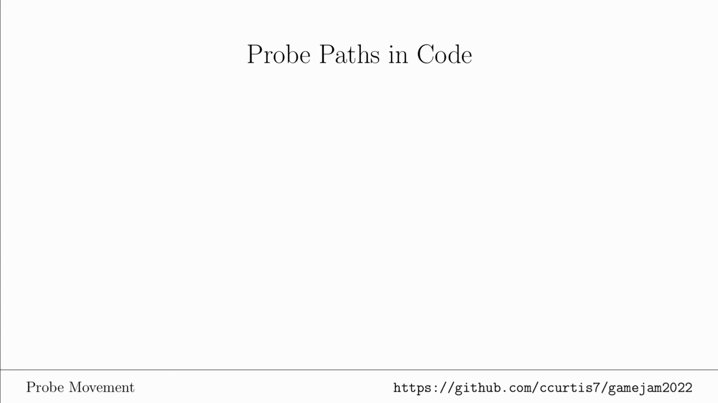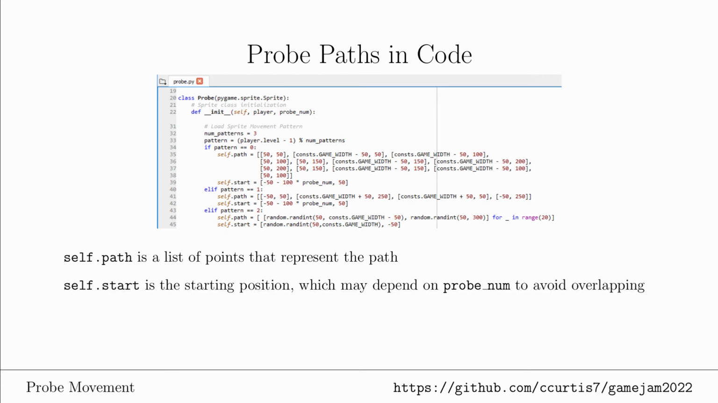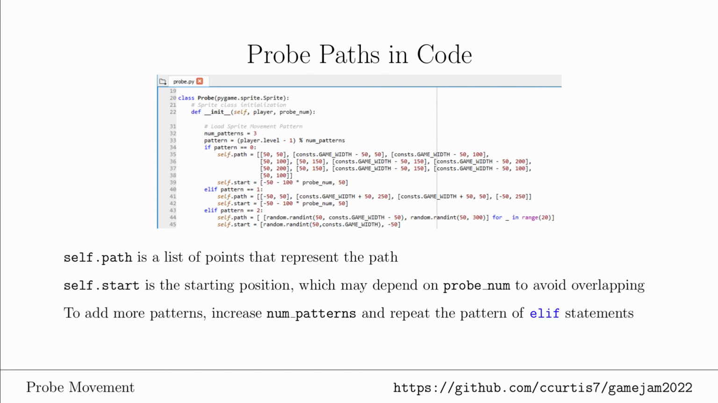When it comes to adding new movement patterns, you only need to focus on the sprite movement pattern section. You can see that each pattern has a path that consists of a sequence of points, and also a starting position. The starting position may vary based on the number of probes that there are. And if you wanted to add more patterns, you would simply increase the number of patterns and expand the pattern selecting code. Everything else is automatically taken care of for you.